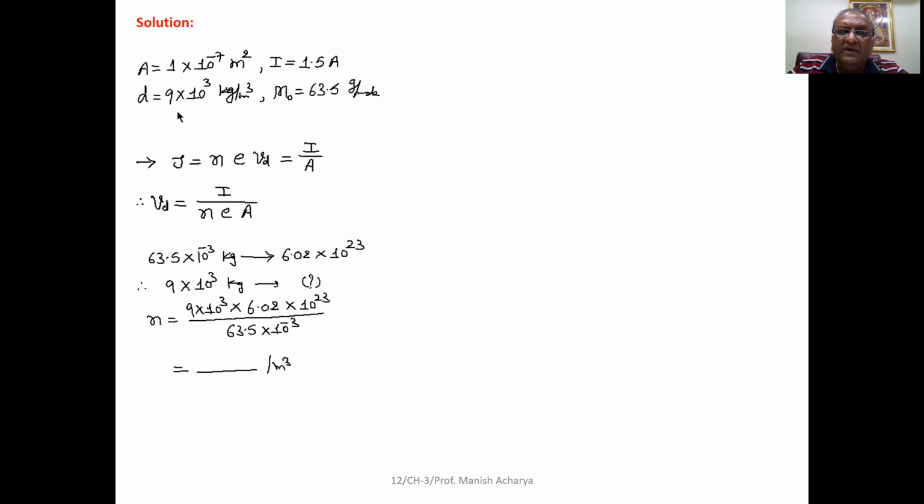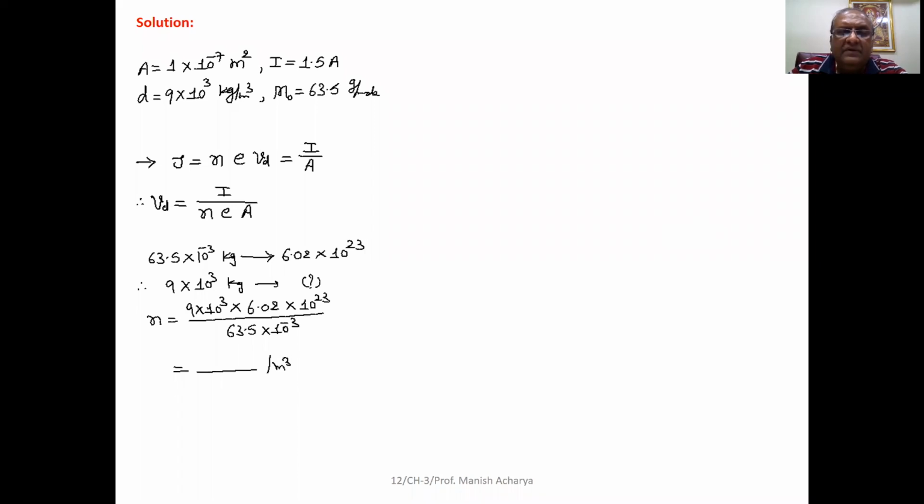Therefore, in 9 × 10^3 kilogram, how many electrons are there? Now, this particular mass 9 × 10^3 kilogram is the mass per unit volume. And in this mass, when you calculate the number of electrons, impliedly it is the number of electrons per unit volume. Now calculate this one. You will get the number density of electrons, or we can say the number of electrons per unit volume. Clear up to this one first.